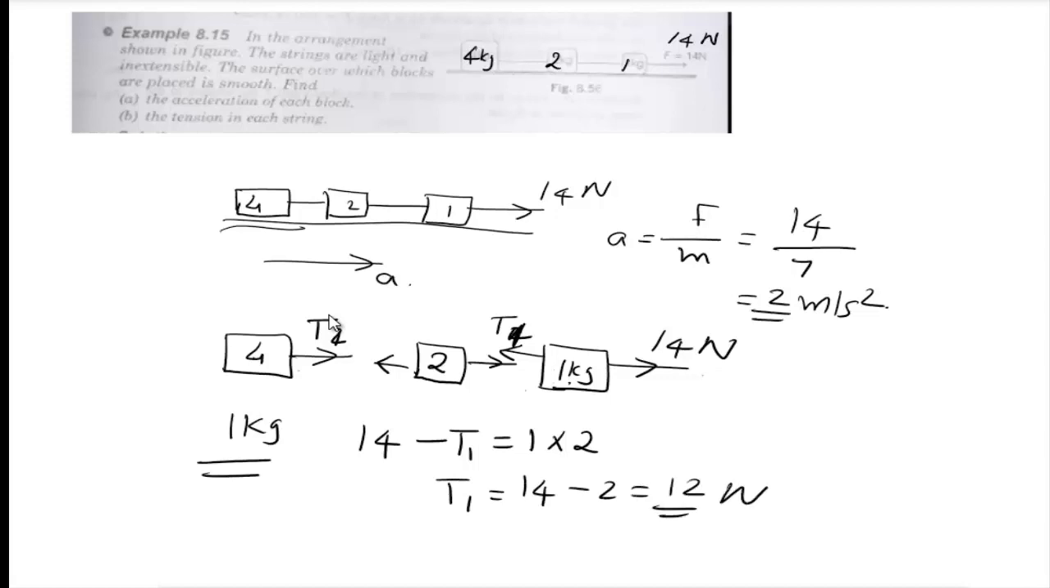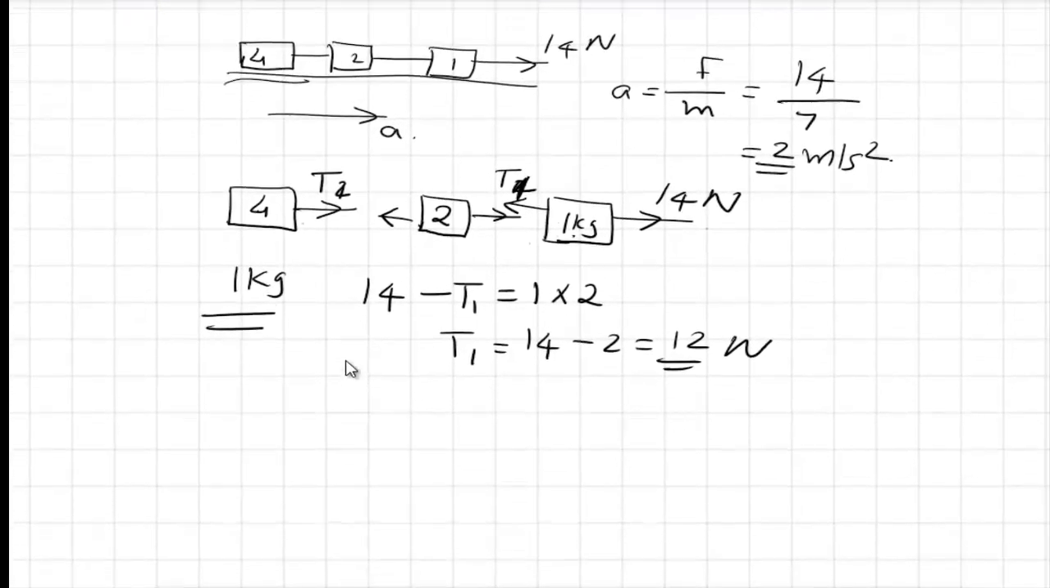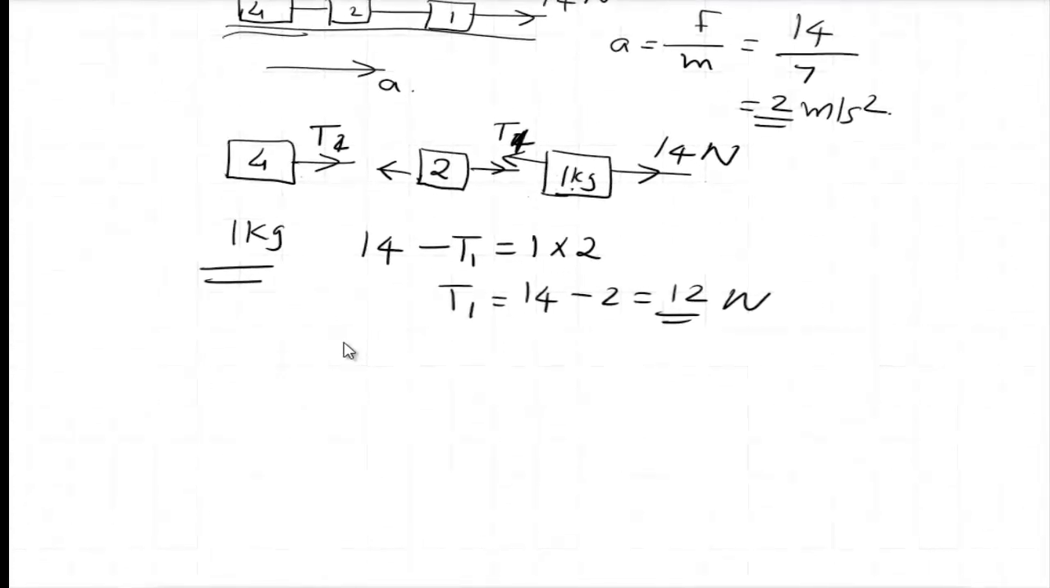Next I am considering T2, that is for the 4 kilogram mass. See here, what is the force acting on the 4 kilogram mass? T2 is the only force acting on the 4 kilogram mass, that is equal to mass into acceleration. 4 into acceleration 2, that is equal to 8 Newton.